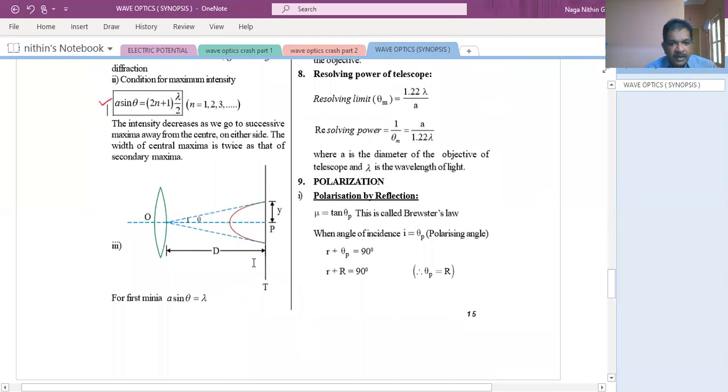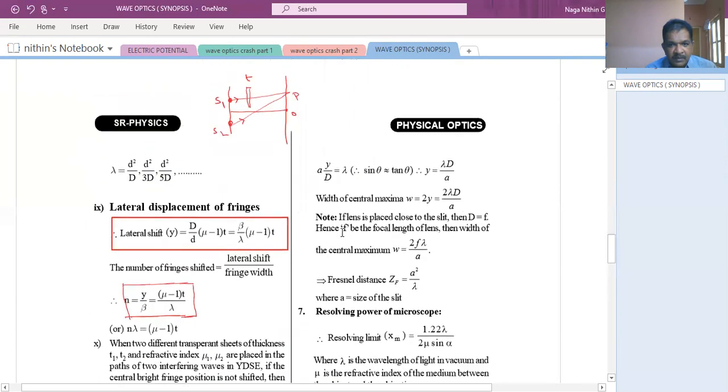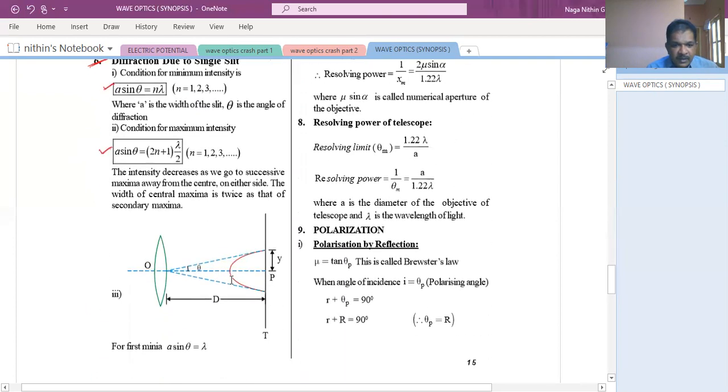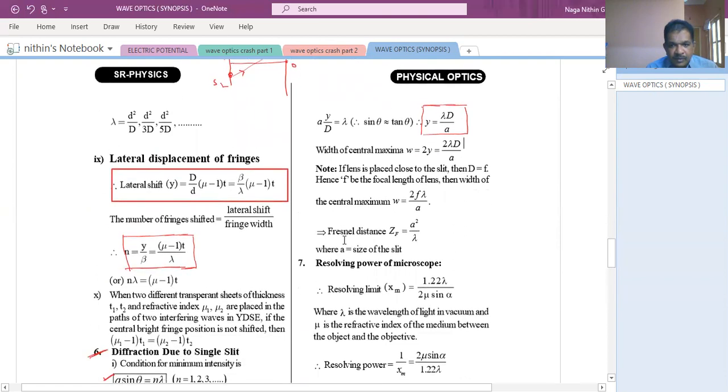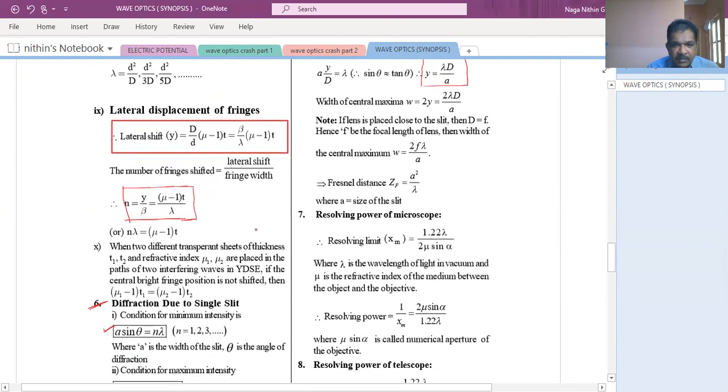Okay. Next, to find this y value, questions like that will be there. y is equal to lambda capital D by small a. What is a here? The width of the slit. Next, they will ask about the width of the central maxima: W is equal to 2f lambda by a.